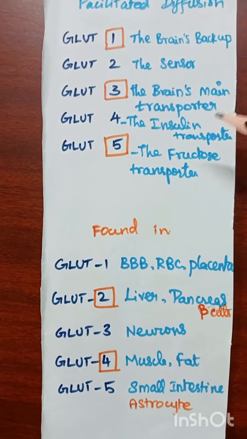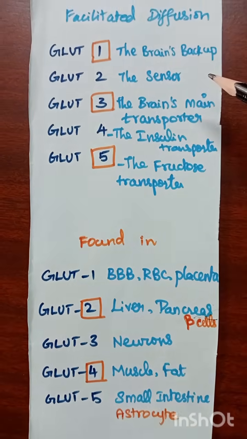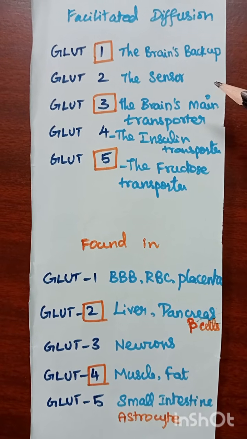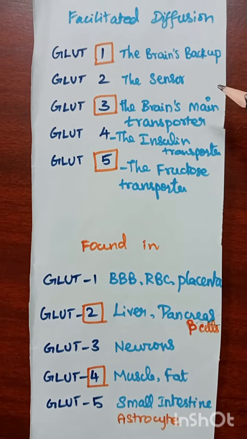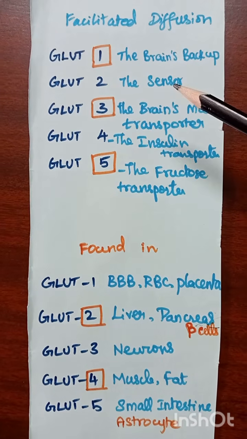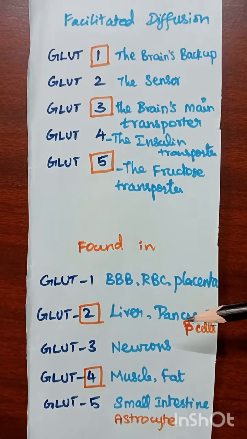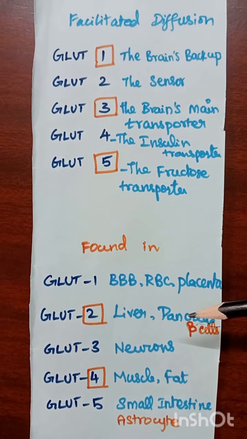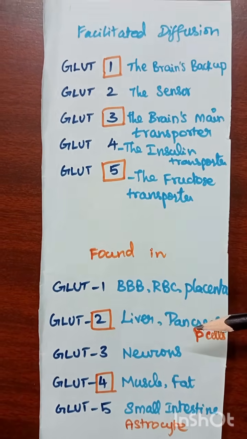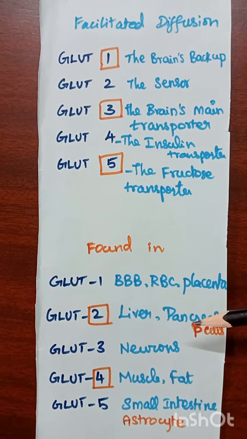GLUT 2 and GLUT 4. GLUT 2 is the sensor and GLUT 4 is the insulin transporter. After we eat, when the blood glucose is high, the GLUT 2 channel will open up in the pancreatic beta cells. Later on, the pancreatic beta cells will secrete insulin.